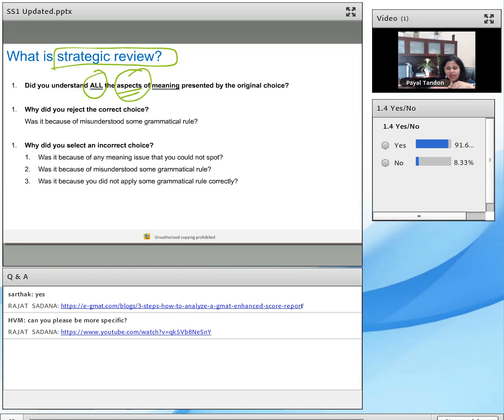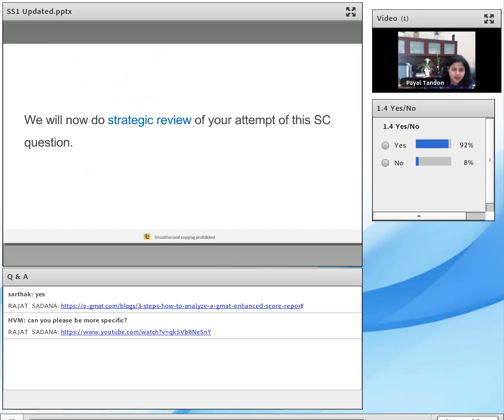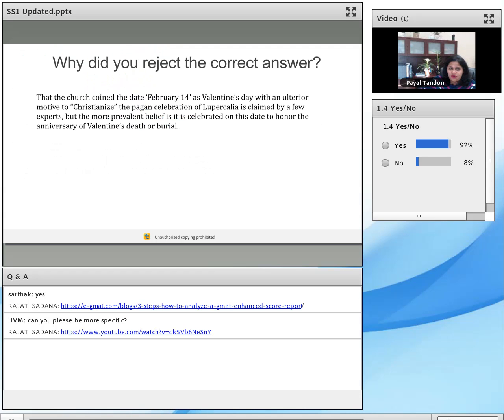It shouldn't be that I'm going to solve these 20 questions and then do strategic review for the next 2 questions. No, you need to do strategic review for all the questions, especially when you are in the learning phase. When you get to the refinement phase, you can decide which questions you do strategic review for, and we guide you for that as well. Alright, so now you're going to do strategic review of your attempt.